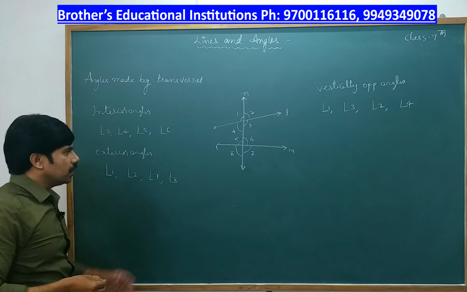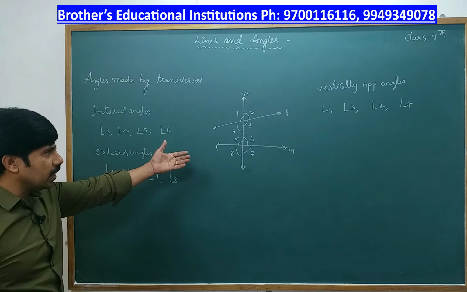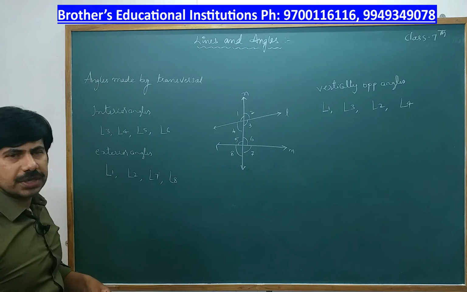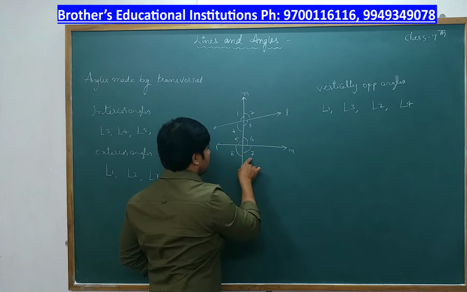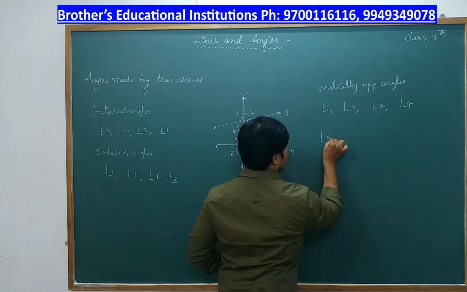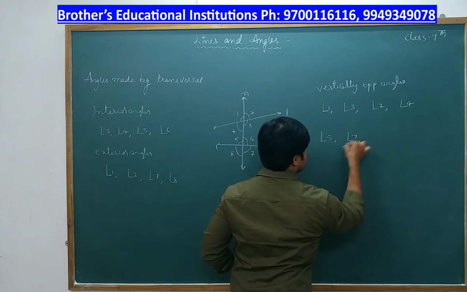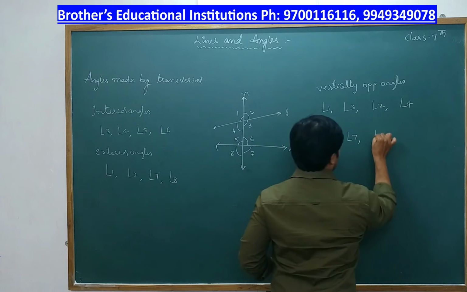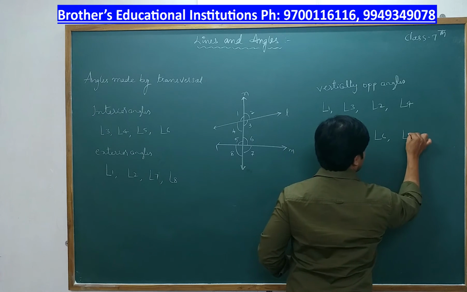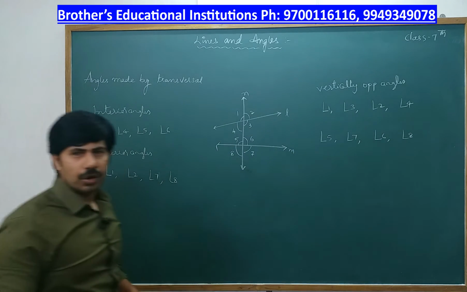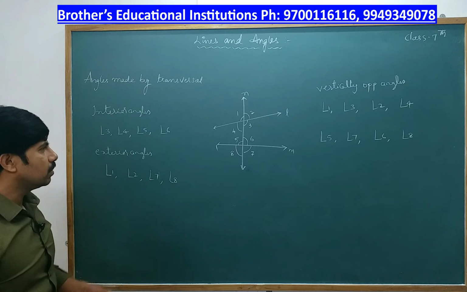Then after that, when it comes to the other line M, so what are the vertically opposite angles in this case? Angle 5, angle 7. Then angle 6 and angle 8 are vertically opposite angles. Okay, so this is completed.